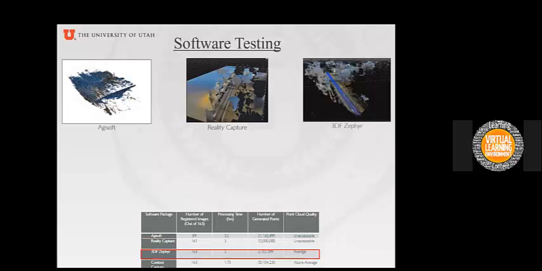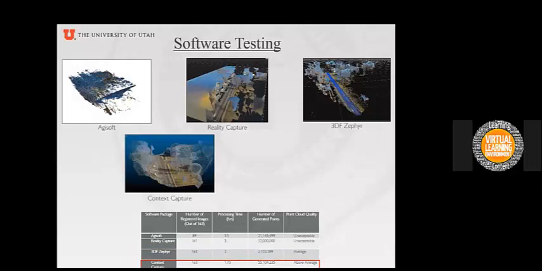3DF Zephyr is where we started getting into better models. It looks a little bit fuzzy from the zoomed out view, but as you get closer, you can start to see the pavement lines and the faces of the signs and such. So 3DF Zephyr was one of the better softwares at the start.